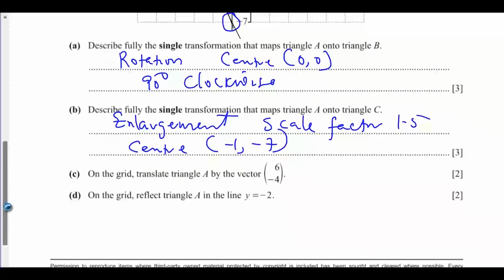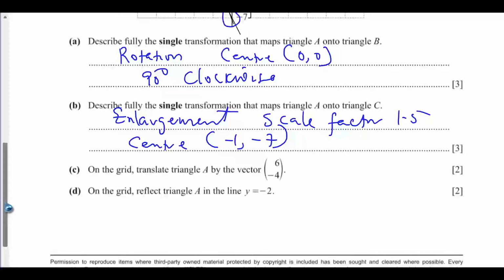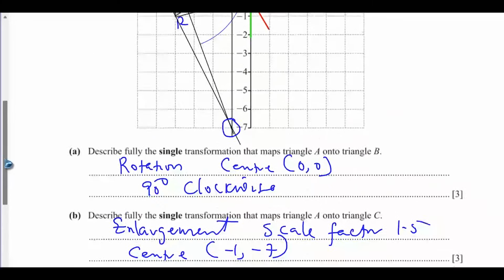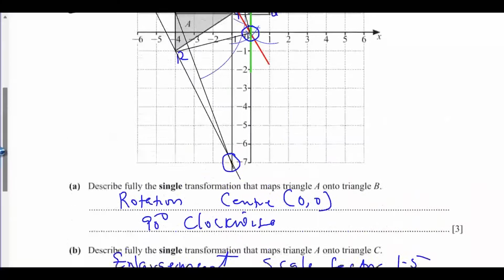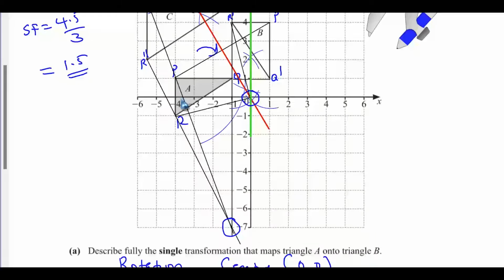Okay, so part C, on the grid, translate triangle A by vector 6, minus 4. We want to translate triangle A. This is triangle A here, by x equals 6 and y equals minus 4. So we'll count 6 forward and then 4 downward. For point P, for x it will be 6. Let's count again, 1, 2, 3, 4, 5, 6, then 4 downward as y equals negative 4, 1, 2, 3, 4.